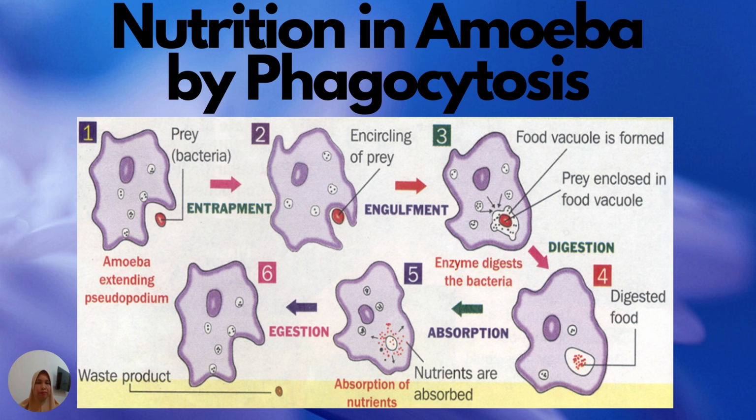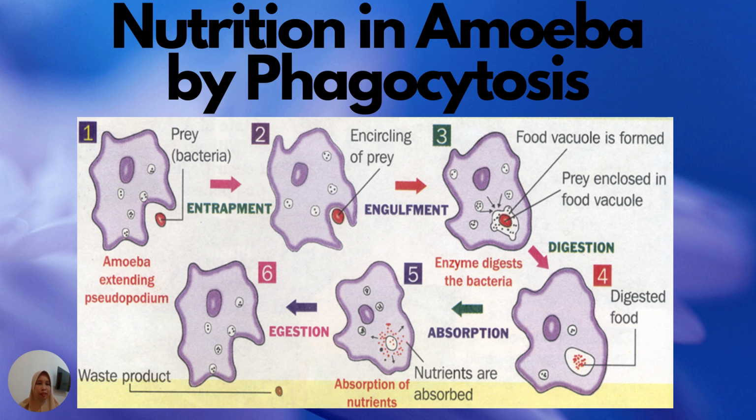Okay, nutrition in the amoeba. Nutrition in amoeba is by phagocytosis. So the amoeba feeds by a process we call phagocytosis. Please look at the diagram there. Make sure you can understand the flow. How does the amoeba feed? The amoeba will feed on bacteria as food.